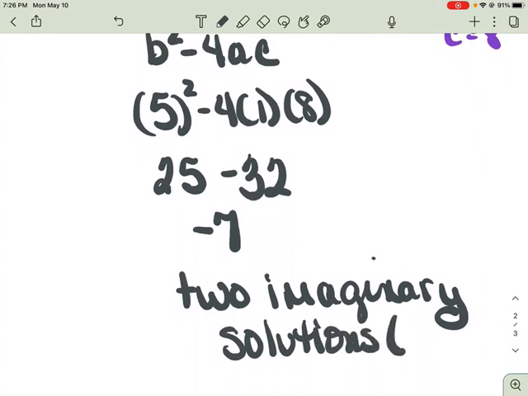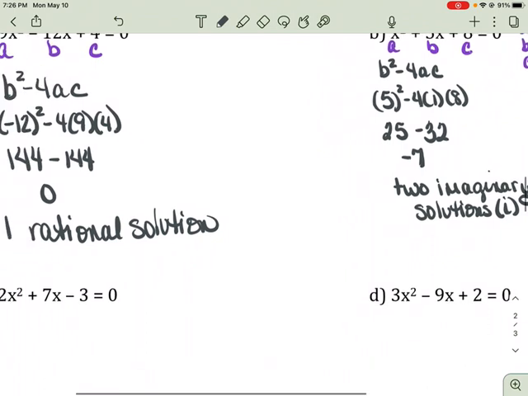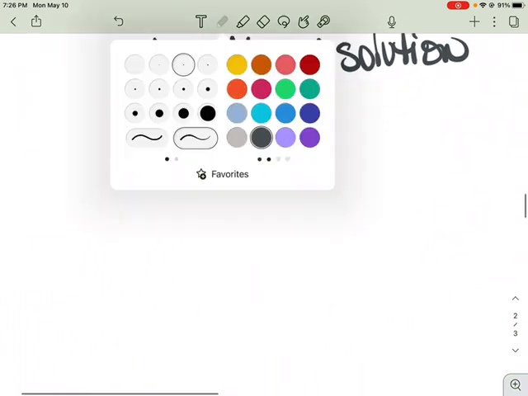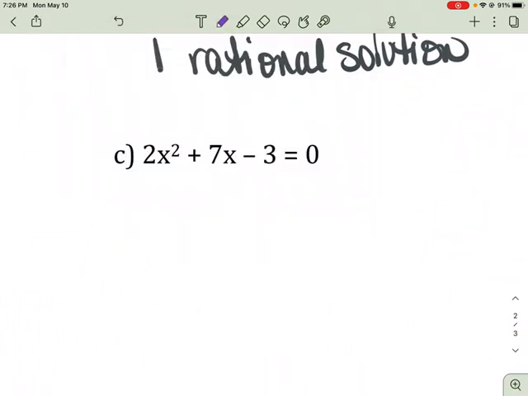Okay, now remember when I talk about imaginary, that means that the square root involves a negative number, so that's an i. Remember we talked about that. Okay. All right, let's try this guy over here. Again, a, b, and c.